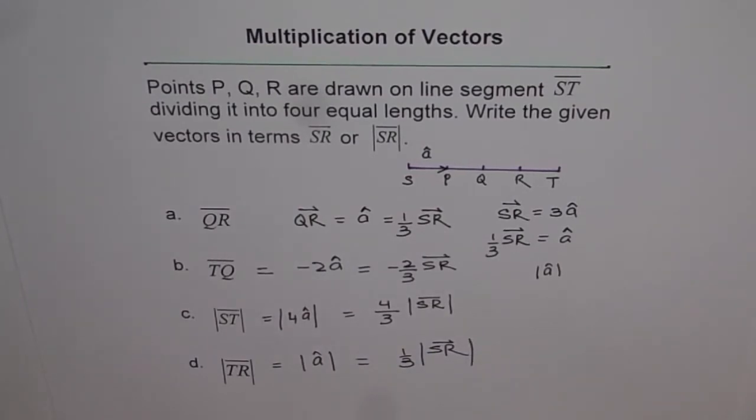So that is how you can write one vector as a multiple of another vector. I think it is a very good way of translating vectors, or relating one vector in terms of another vector. I hope you appreciate it.